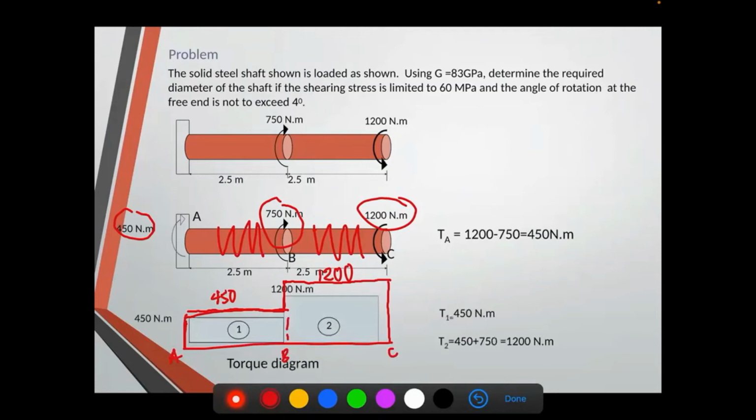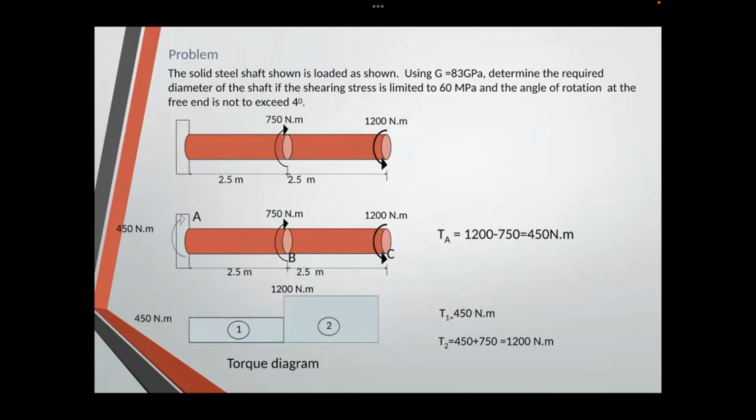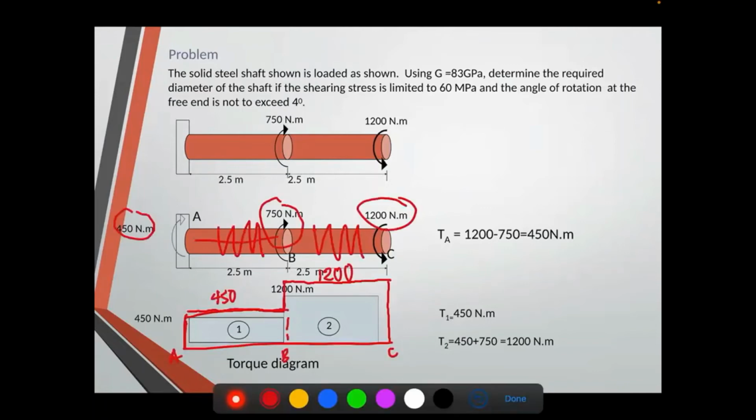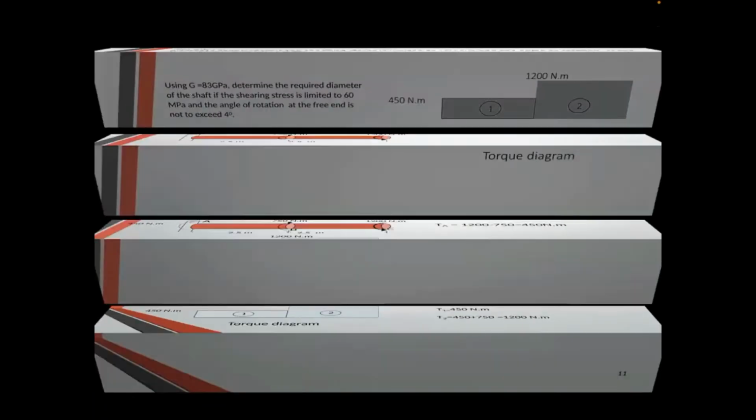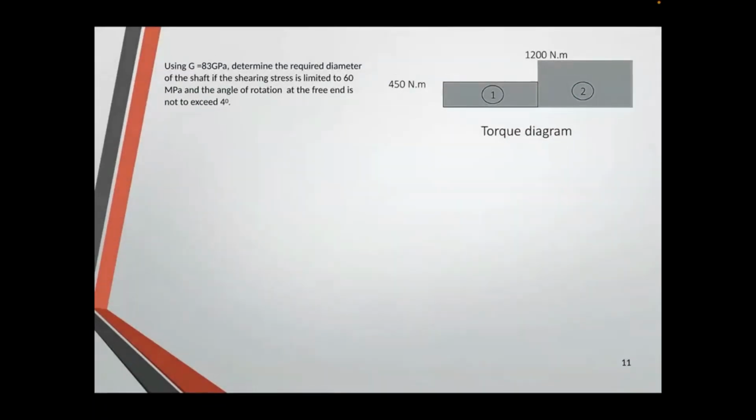So why is this important? Because this visualizes the torque that is present at A and at B. Why is it important? Because, we need the torque in solving for your stress or your shear stress. So, let's solve. Since we have already established the reaction and the torque diagram, we can now solve for the diameter.